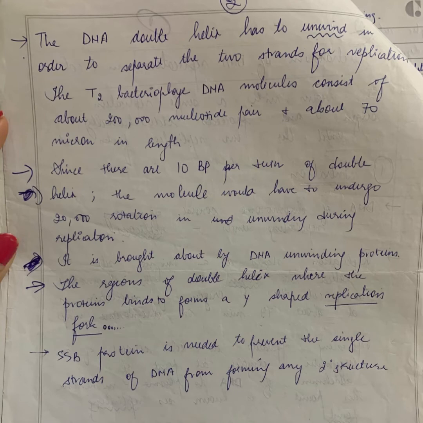The DNA double helix has to unwind in order to separate the two strands for replication. Since there are 10 base pairs per turn of the double helix, the molecule would have to go through 20,000 rotations in unwinding during replication. The region of the double helix where the proteins bind forms a Y-shaped replication fork. SSB protein is needed to prevent a single strand of DNA from forming any secondary structure.